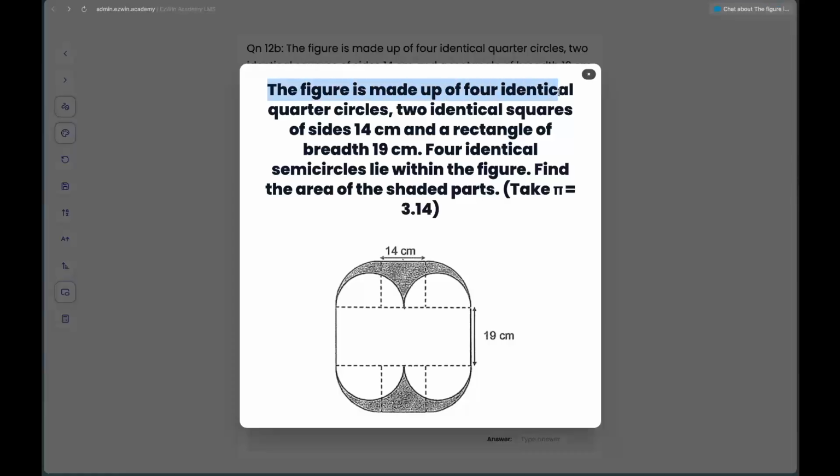Question 12, part B. The figure is made up of 4 identical quarter circles, 2 identical squares of sides 14 centimeters, and a rectangle of breadth 19 centimeters. 4 identical semicircles lie within the figure. Find the area of the shaded parts.